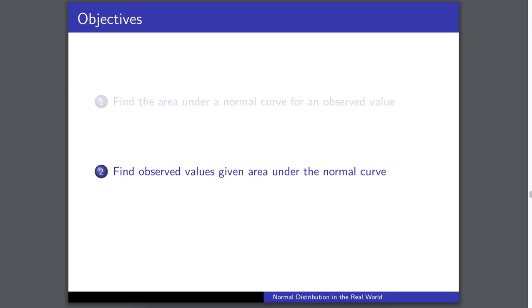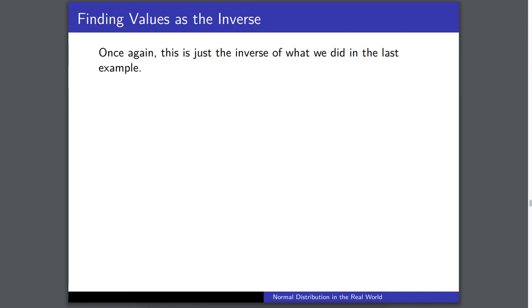All right, in this video, we're going to look at finding observed values given an area under a normal curve. So again, just the inverse or opposite of what we looked at in the last video. In the last group of problems, we looked at calculating the area, knowing the observed value, mean, and standard deviation. This time, we're going to calculate what the observed value is, knowing the mean and standard deviation, but also the area as well, whether it's left, right, between, or outside.